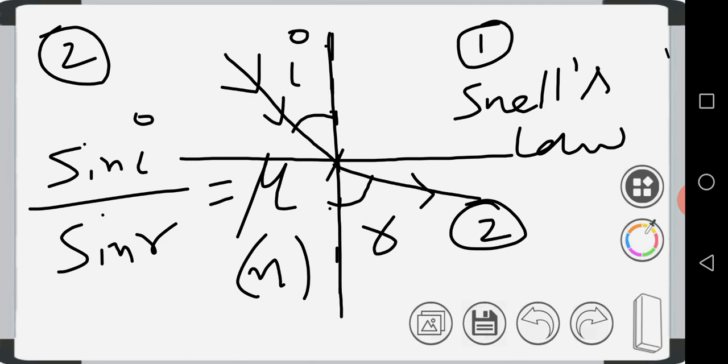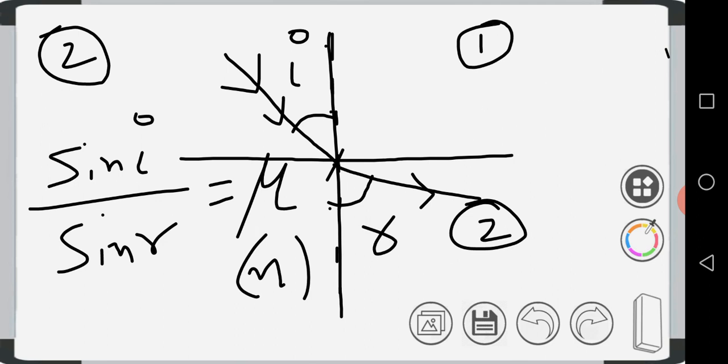Now what is this refractive index, mu? Remember that whenever we are writing mu here, this is the refractive index of the second medium, medium 2, with respect to medium 1. So this mu is the refractive index of medium 2 with respect to 1. That is why sometimes we write it like this also, mu 2 1, meaning the refractive index of 2 with respect to 1.